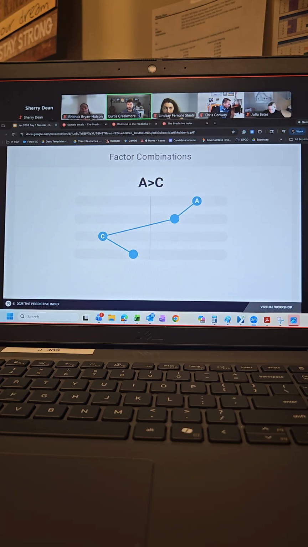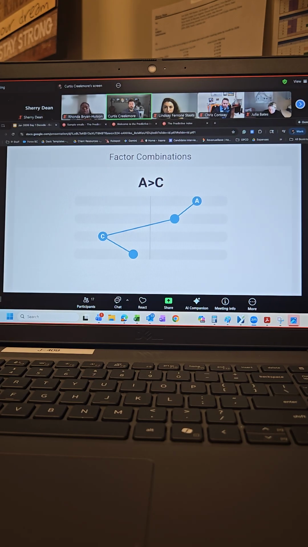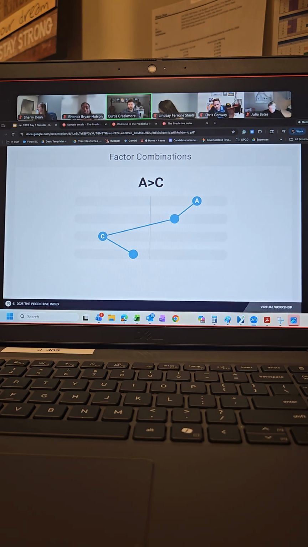Does that make sense? So regardless of whether a factor is high or low, when we are doing factor combinations, we always start with the higher of the two factors is greater than the lower of the two factors.